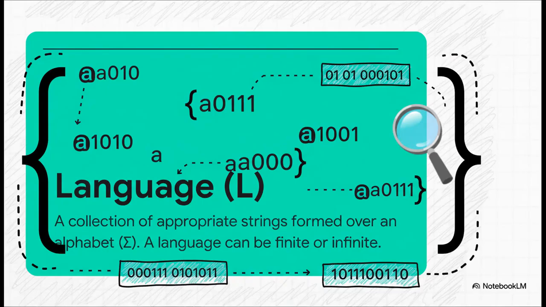And finally, we have a language. A language is really just a set of strings that all follow a specific rule or pattern. So, for example, you could have the language of all binary strings that start with a 0. And a language can be finite, with a specific number of strings, or it can be infinite.